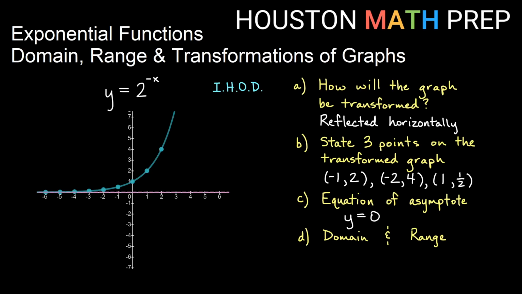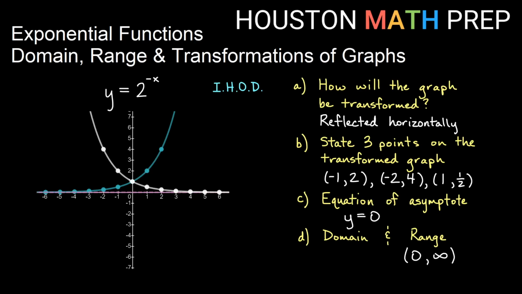If we think about how the domain and range will be affected, this is an IHOD transformation, so the domain may possibly be affected, but the range will not. So the range will be the same as a typical y = 2 to the x, a basic exponential function, which is 0 to infinity. Think about if we have all of the points above the axis and we flip this horizontally, then we're still going to have all of the points above the axis. We will just have the graph reflected and changing in the opposite direction.